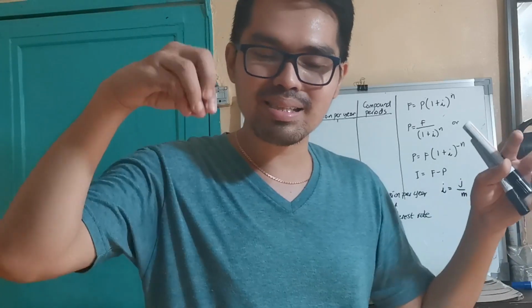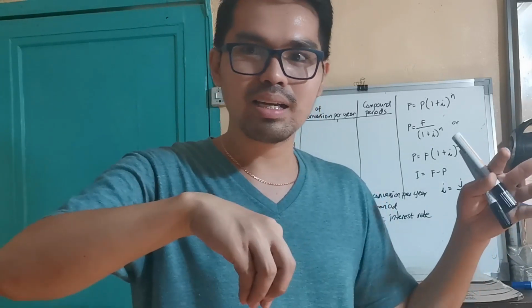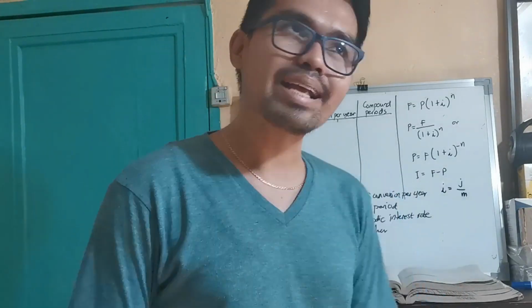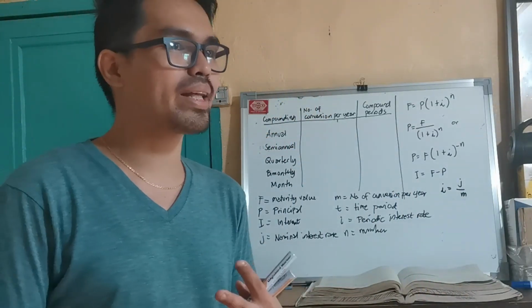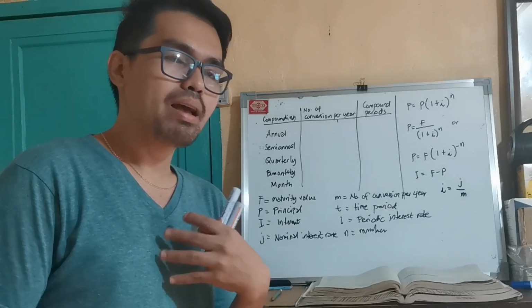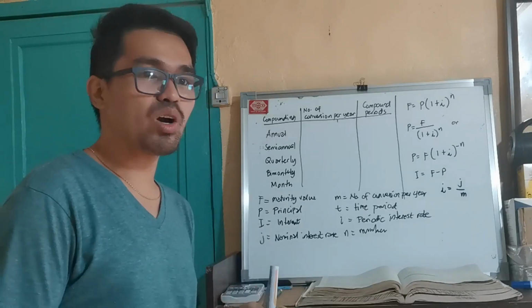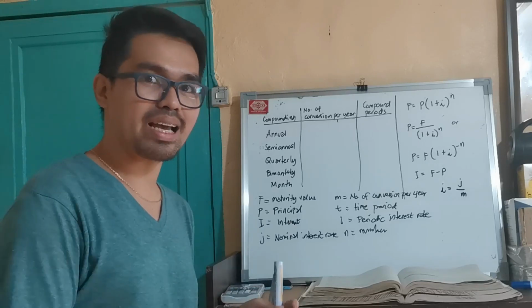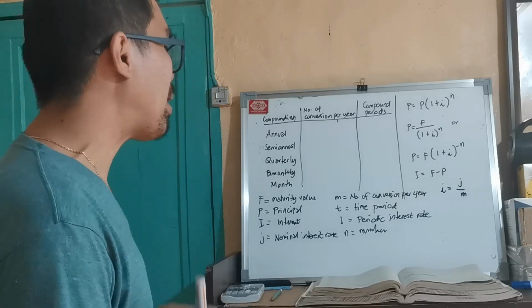So, the principal amount now plus the interest, then plus the second interest, until you finish the entire duration. That's why compounded interest is quite heavy to consider if you are going to borrow a loan, because interest will also gain interest. That's how compounded interest works.